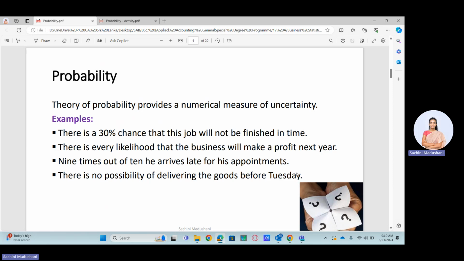In the statistics subject we always find numbers, so we are dealing with numbers only. We do the analysis using only numbers. Therefore, probability is the numerical measure of uncertainty. We measure uncertainty as probability, we measure it numerically, and then we take the value.